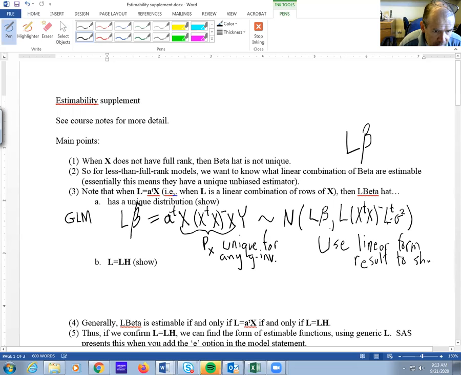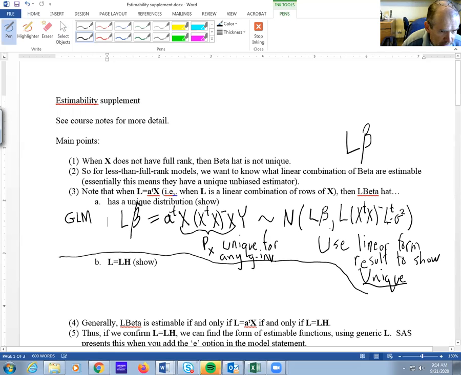So the mean is unique regardless of the G inverse. Now in the variance, you have the same issue. You have a G inverse here. So the question is, how do you know this variance is unique? What you can show pretty easily is that if you plug in what L is, if it has that form A transpose X, then you have a piece there that can be expressed as a projection matrix as well.